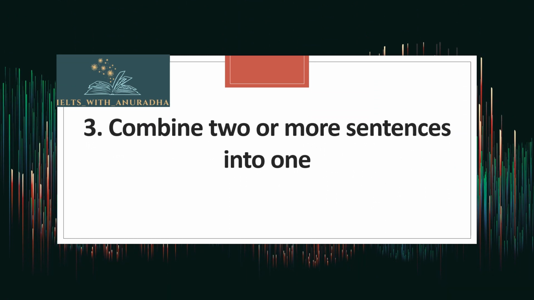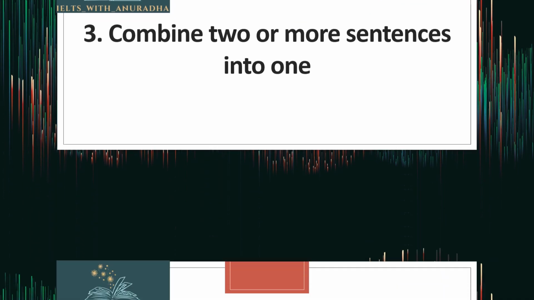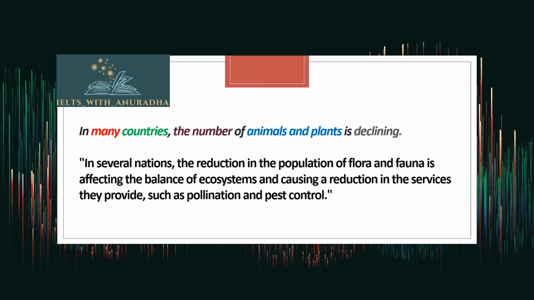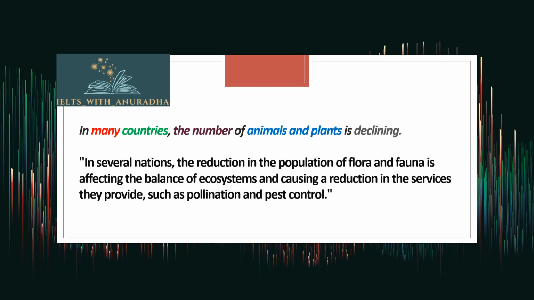The next technique is combine two or more sentences into one. It means take two or more sentences and combine them into one sentence in order to make the paragraph more concise. Like in this way, in many nations, the reduction in the population of flora and fauna is affecting the balance of ecosystems and causing a reduction in the services they provide, such as pollination and pest control.